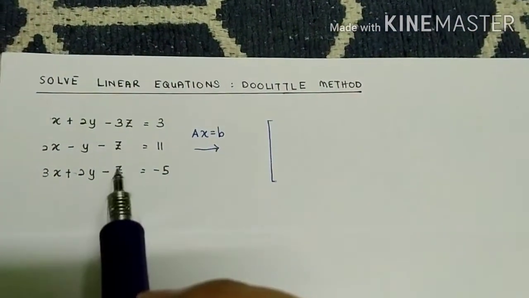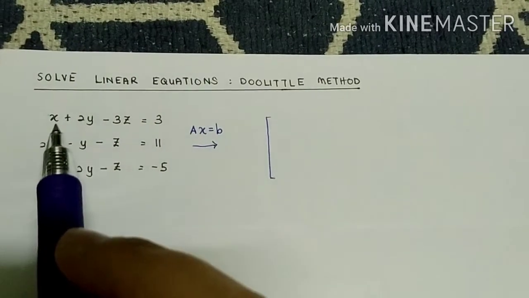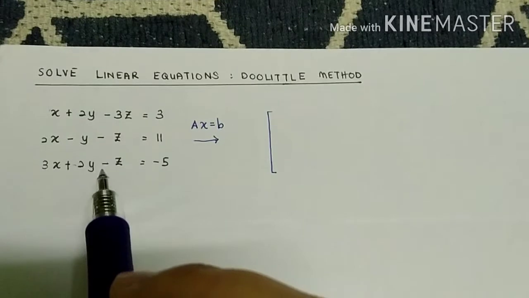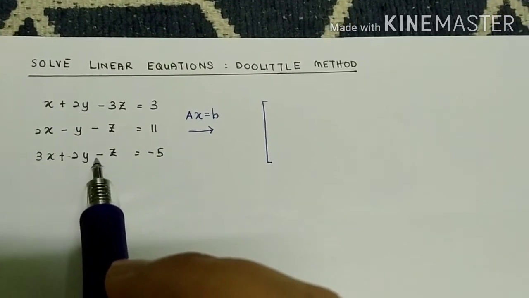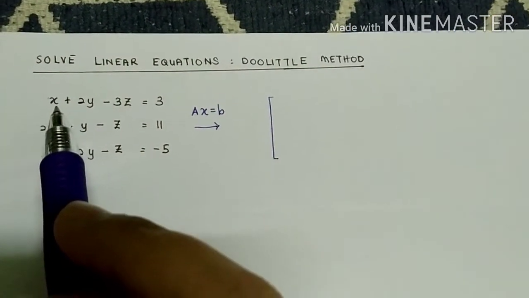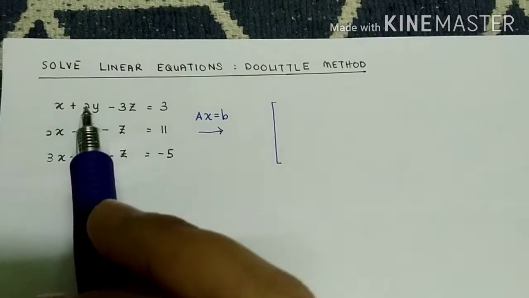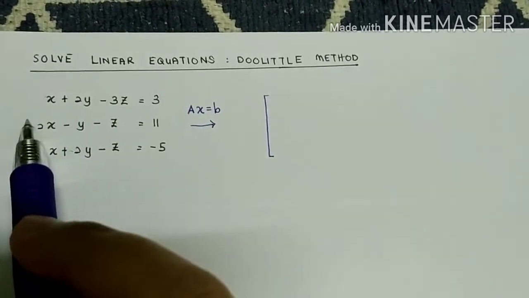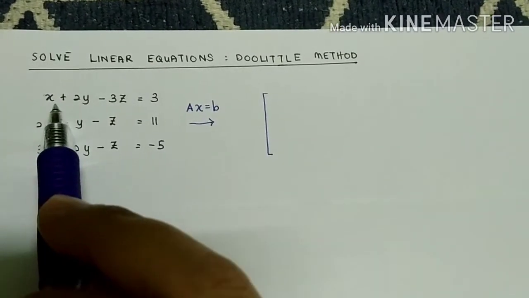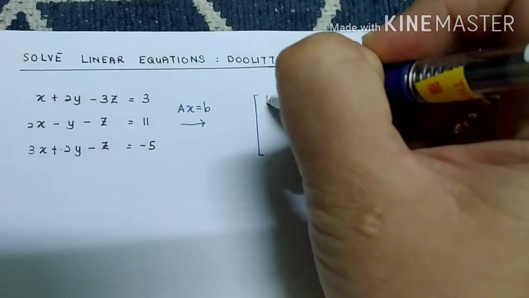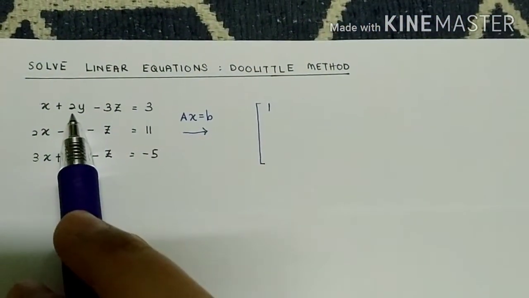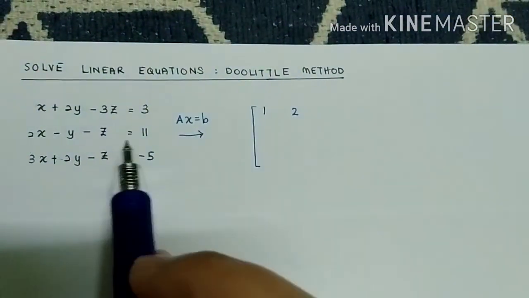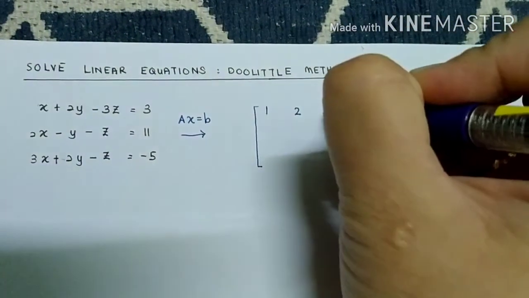For matrix A, matrix A is the coefficient of x, y, and z in the first, second, and third equation. The coefficient is the number in front of x, in front of y, and in front of z. So for the first equation, we have 1x, so we have 1, plus 2y, so we have positive 2, and minus 3z, so negative 3.